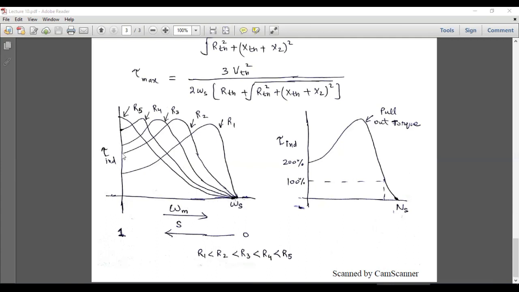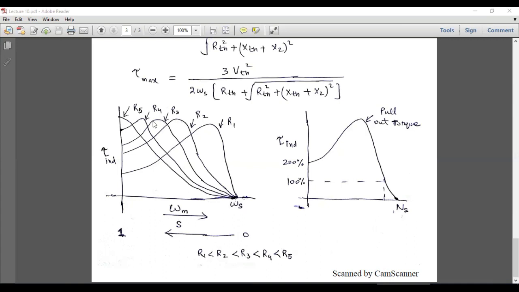These are the starting conditions, because at this point the slip is equal to 1 and omega m is equal to 0. This is the starting torque. When we have a higher value of rotor resistance, R5, the maximum value, the starting torque is maximum. When we gradually reduce the rotor resistance from R5 to R4, the starting torque becomes smaller, and so on. For R3 it is decreasing, and R2 and R1 are the values for which the starting torque is minimum. But the maximum torque, or pull-out torque, is constant in all the cases.